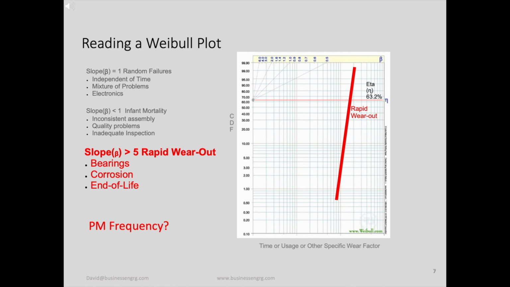When the slope of the line is much greater or steeper than 1, for example, 5, it indicates a rapid wear-out failure mode. This is typical for bearings, corrosion, or just end-of-life modes. Also, this case provides clear direction on the recommended frequency of PM or replacements.